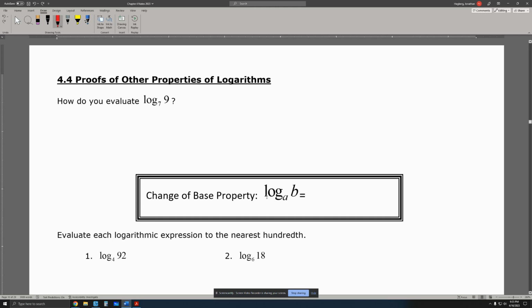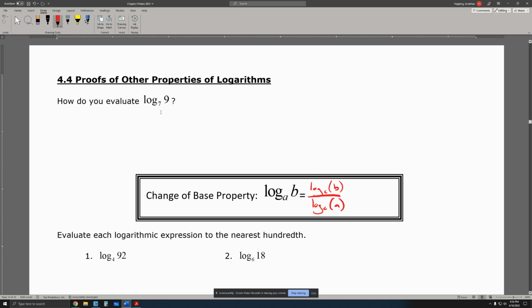If you have log base a of b, we can rewrite that as log base c of b divided by log base c of a. Or in other words, what we can do is introduce a new logarithmic base, c, and that can be anything. It can be the common log, it can be the natural log, it can be any number. And then we take the ratio of those logs of the arguments b and a.